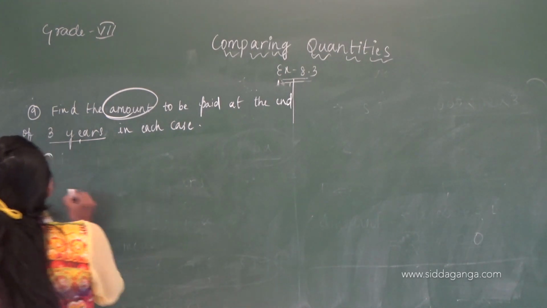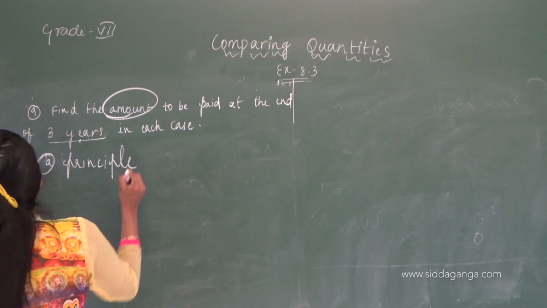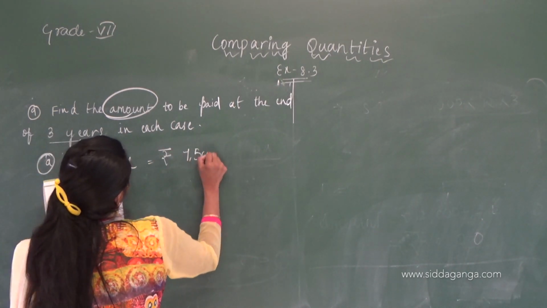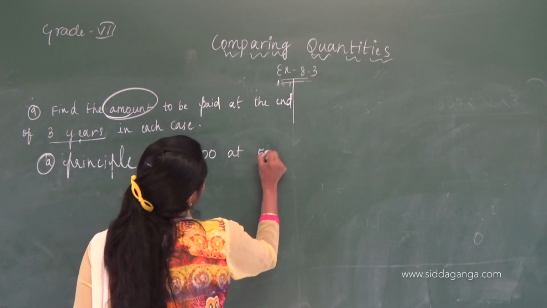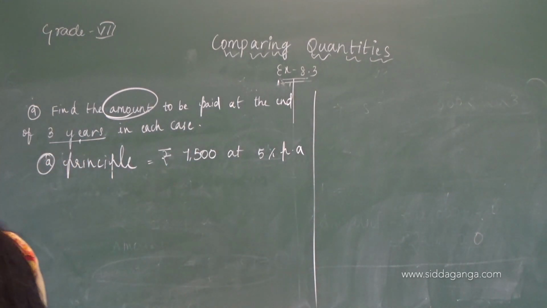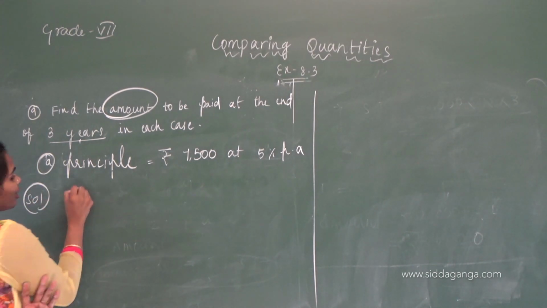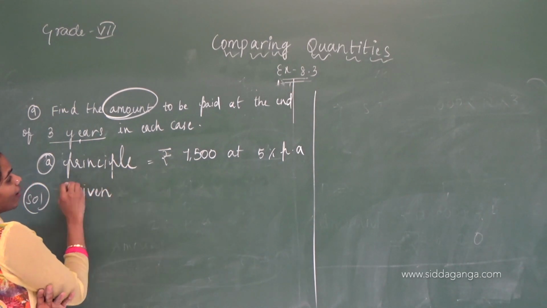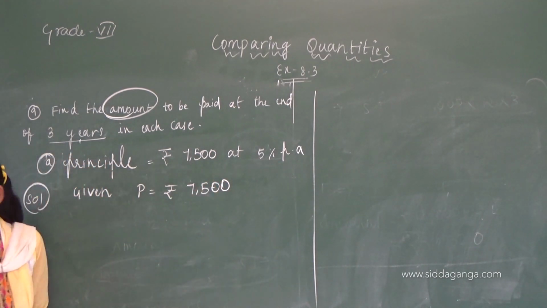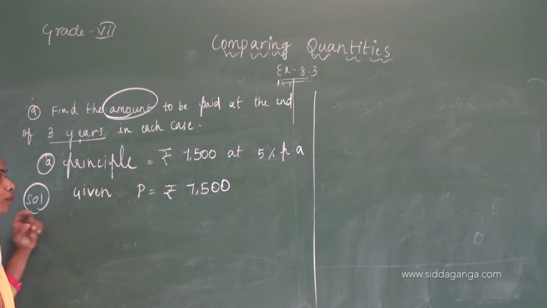Principal rupees 7,500 at a rate of interest 5. Okay, whatever they have given in the question, just write it down. Given P equals rupees 7,500, and R equals 5.